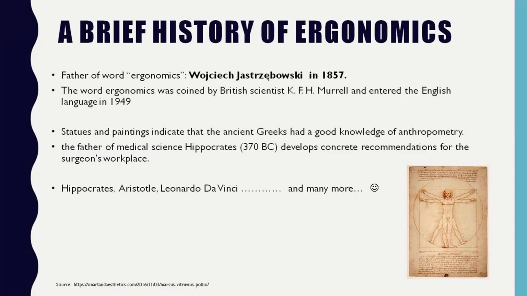But the credit goes to Wojciech Jastrzębowski in 1857, whom most books refer to as the father of world ergonomics. The word ergonomics was coined by the British scientist K.F.H. Murrell and entered the English language in 1949. The statues and paintings indicate that the ancient Greeks had a good knowledge of anthropometry. We will discuss in detail what this anthropometry is all about; in fact, we have a separate topic to discuss it. There are various researchers who have contributed directly or indirectly towards ergonomics.